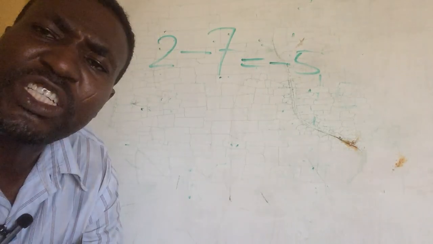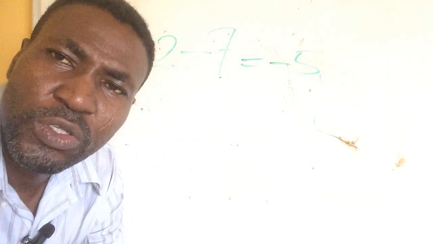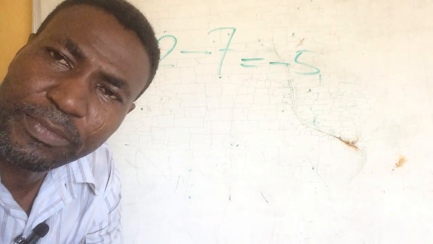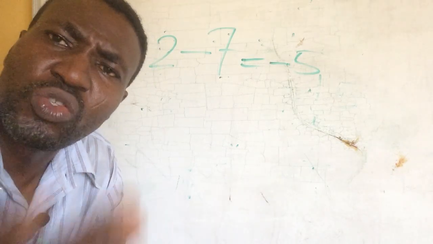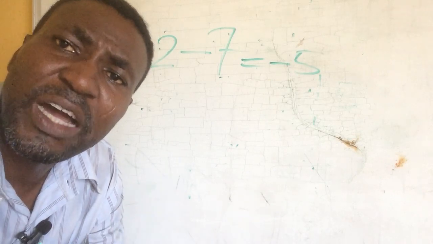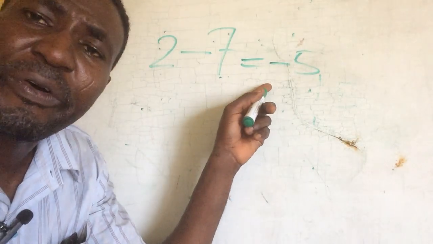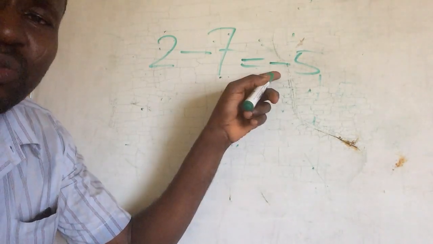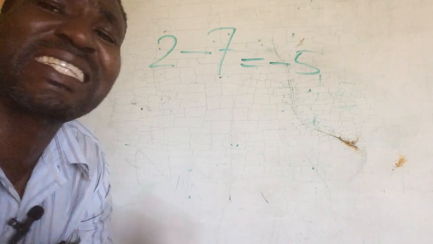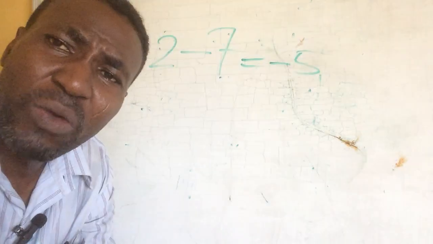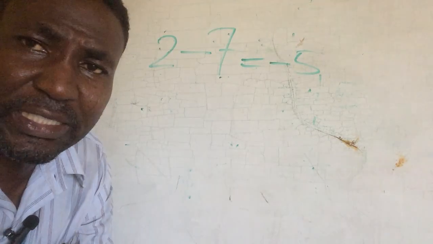But the oranges are only 2, and there are 7 children that are hungry. So what do we do? Out of the 7 children, 2 take 1 each. How many are remaining? 5. It will still remain 5 children that are still hungry, still in need of orange. So that is another way of explaining this for you to understand it.